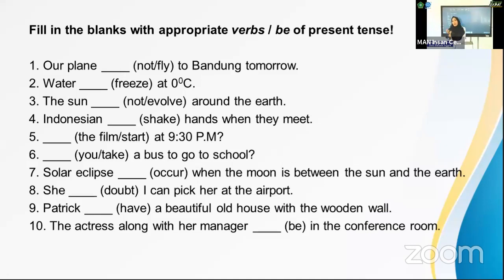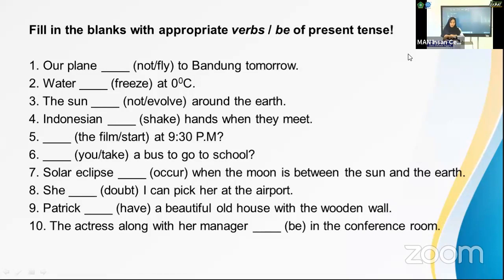Okay. Look at the instructions carefully. Fill in the blanks with appropriate verbs or to be of present tense. So you need to fill the blanks with, for example, number 1, our plane. Nah, ini di sini ada indikasi not and fly. Berarti ini kan kalimat negatif, ya. So this is the negative form of simple present tense. Jadi gimana? How do you write the negative form for number 1? Ya, jadi gimana? Nomor 1 itu kalau negatif bentuknya jadinya gimana? Oke?